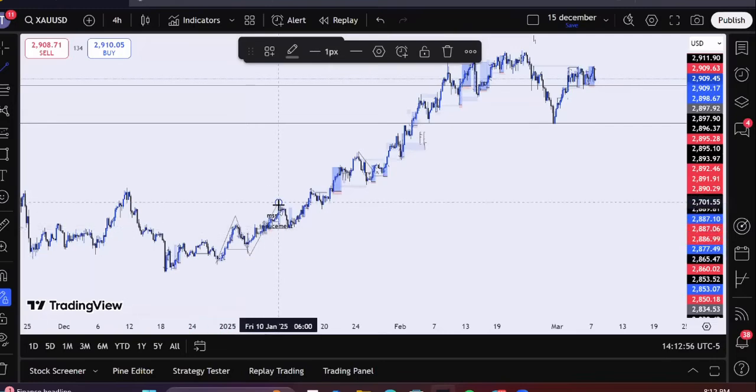You can see higher highs and higher lows. You can see, so this is gold. Price has been trending up. So what does this tell you?